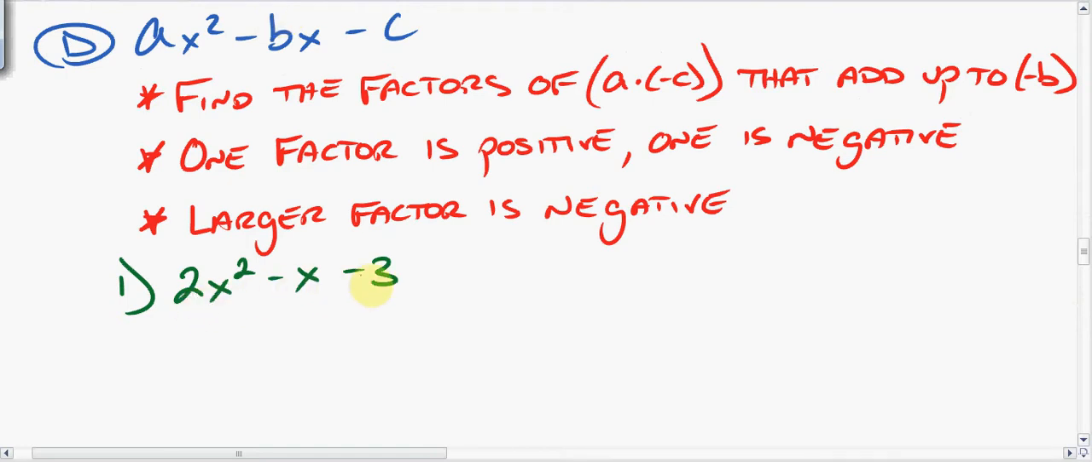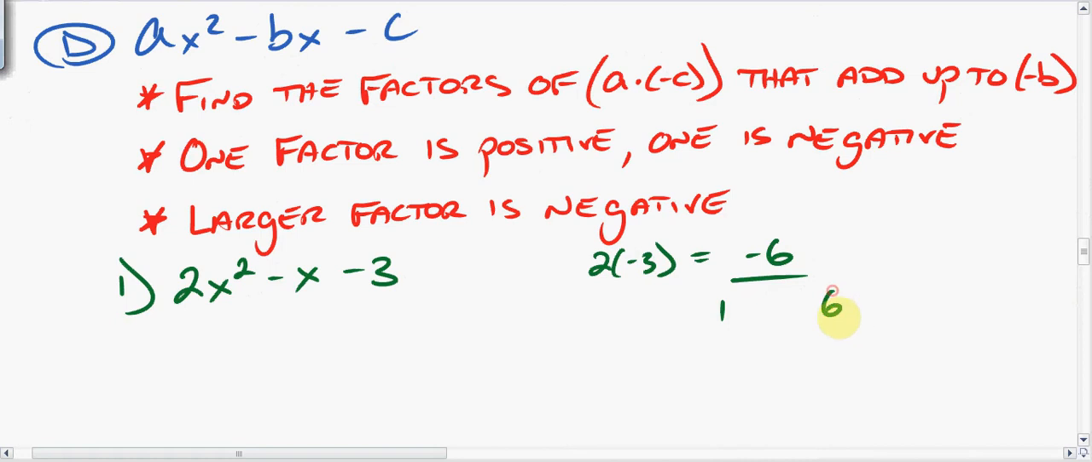So let's come down and factor 2x squared minus x minus 3. We're going to find the factors of a times negative c, or 2 times negative 3. That gives us negative 6. So we want to find the factors of negative 6 that add up to negative 1. We know one factor is positive, one's negative. Because this middle term is negative, our larger factor will be negative.